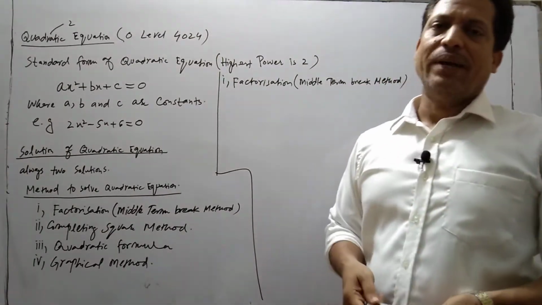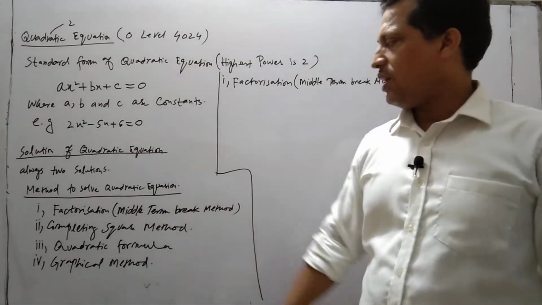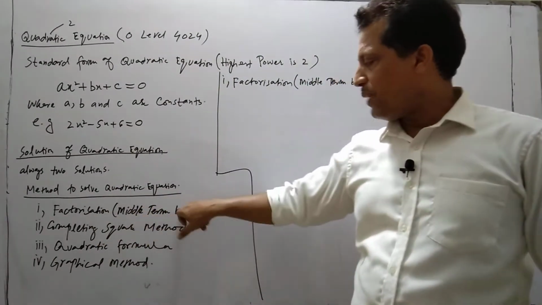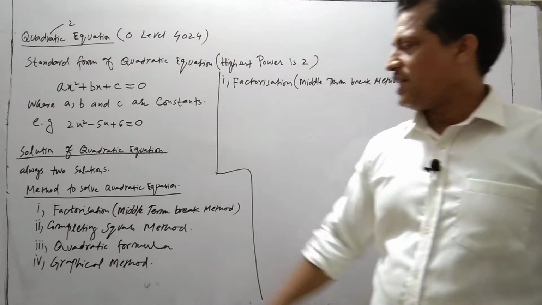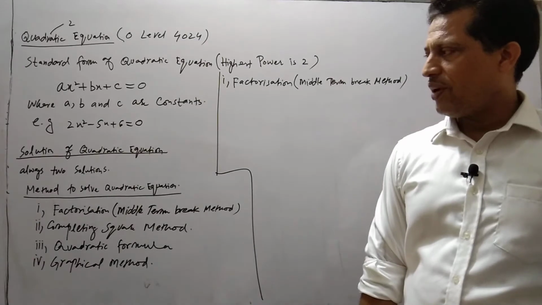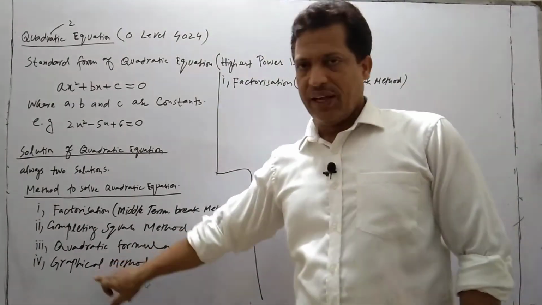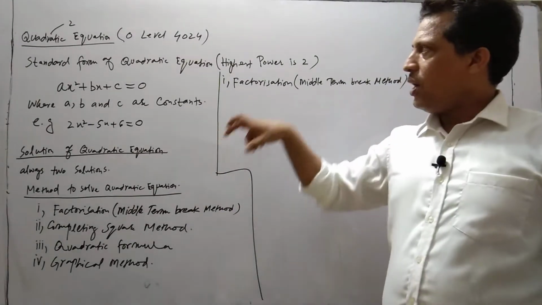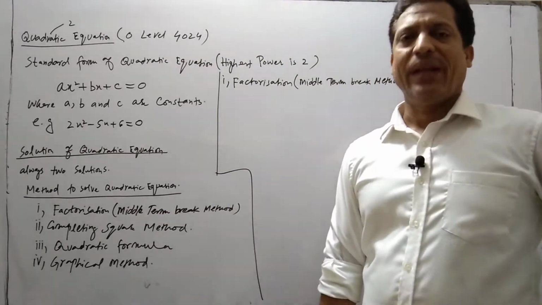Next, how to solve quadratic equations? There are 4 methods in O-level mathematics. One is to solve a quadratic equation by factorization. We call the factorization method the middle term break method. The second method is the completing square method. The third method is the quadratic formula, and the fourth one is the graphical method. We will study all methods one by one. So today's class consists of only one method, called the middle term break method.